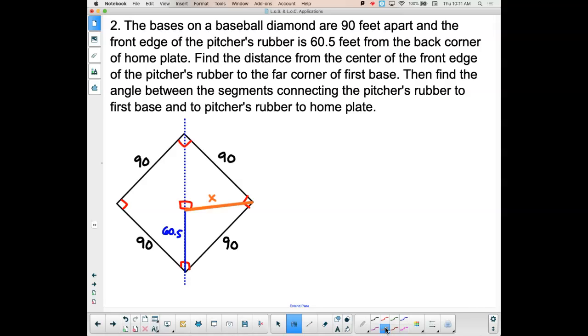How do we know it's 45 degrees? Because it's half of 90. The diagonals of a square bisect the vertex angles. Good. Can you find me X?